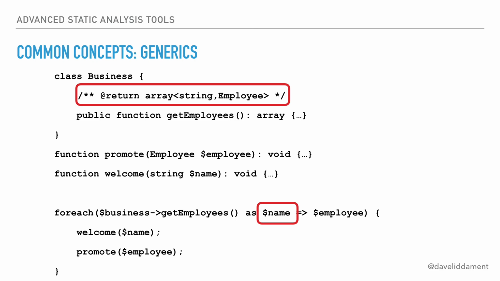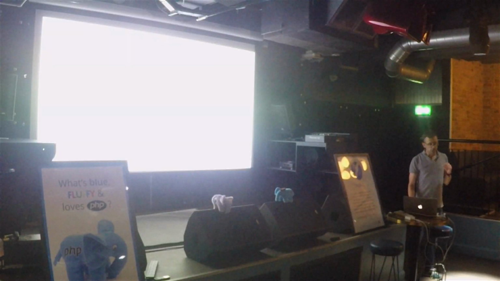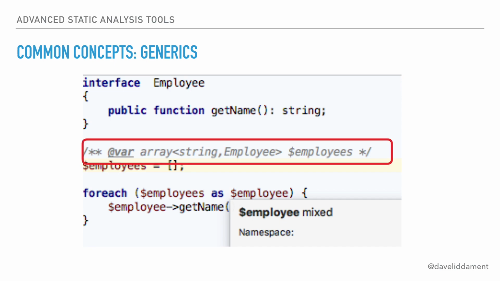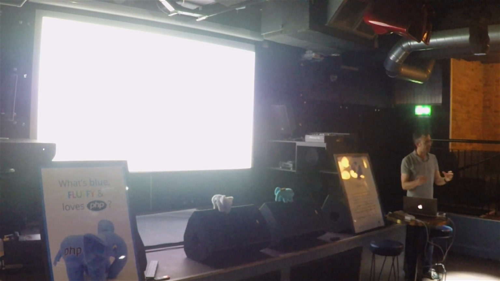So it knows that name is of type string, so it can say that what I'm passing to welcome is of type string, therefore we are calling welcome correctly. That's all fine. However, right now, PHPStorm doesn't understand that. So there's our improved way of writing our generic, but we see it's got employee mixed. So it's not clever enough, it doesn't understand this way of expressing generics.